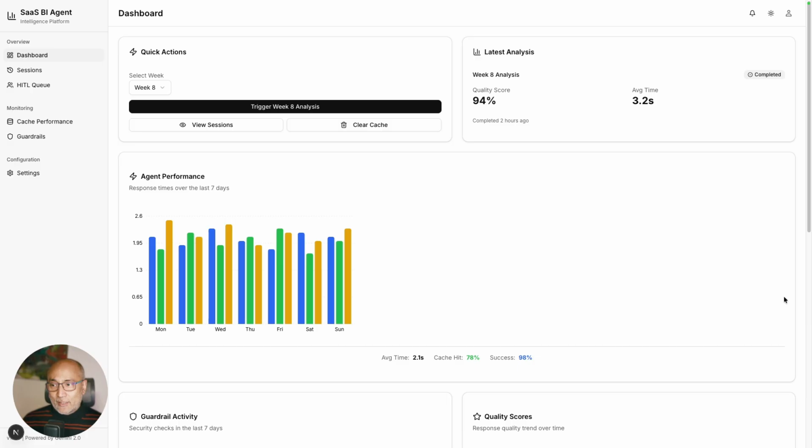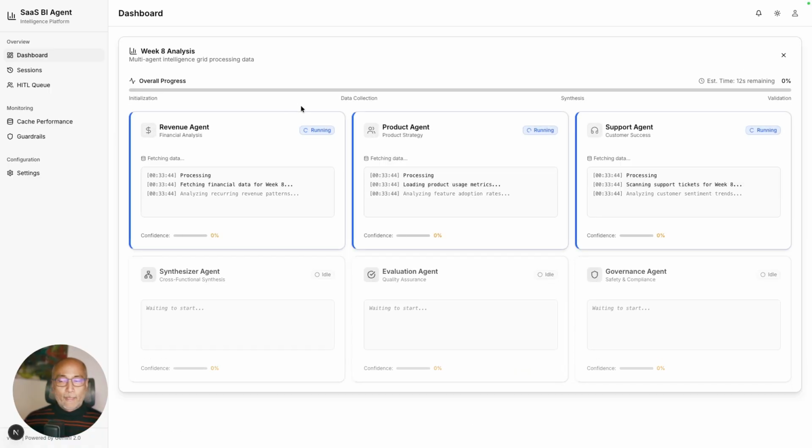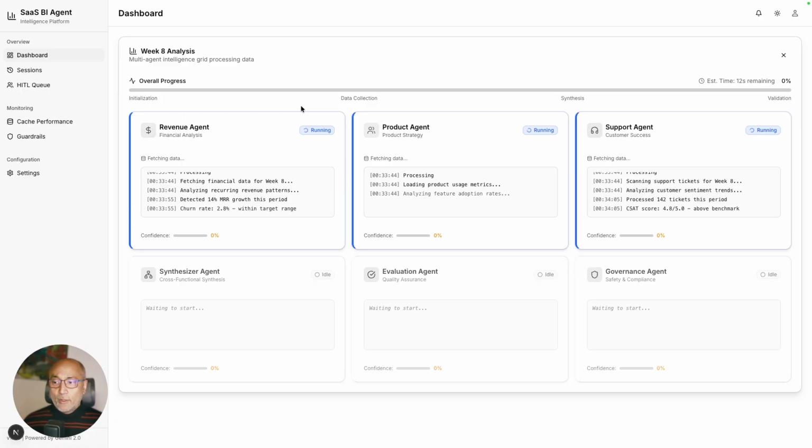This is the Mannshaft Intelligence dashboard. I'm going to run a week 8 analysis. Watch what happens. Notice how the agents start executing in parallel. The revenue agent is analyzing MRR, churn, and ARPU. The product agent is looking at engagement metrics. The support agent is processing ticket data. You can see real-time logs showing exactly what each agent is doing.